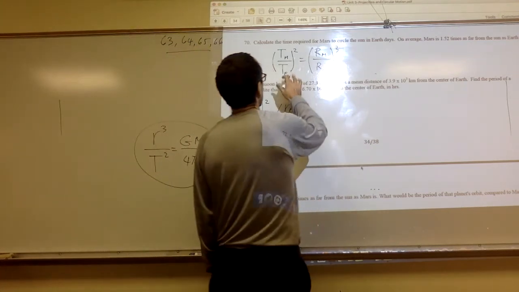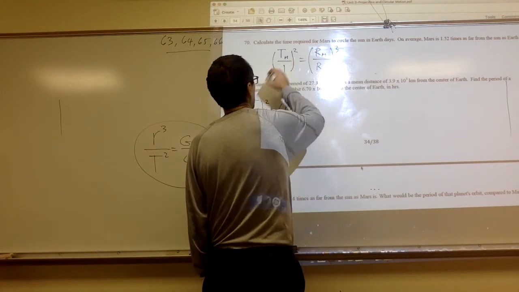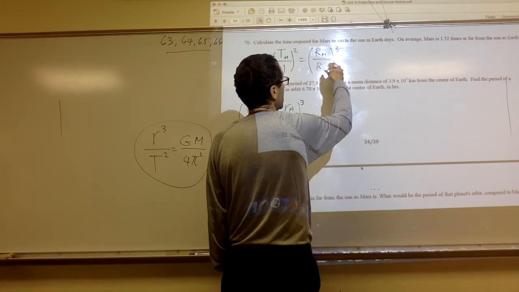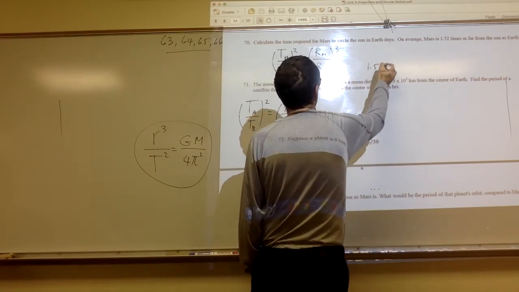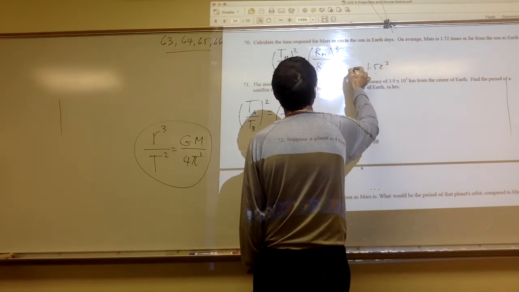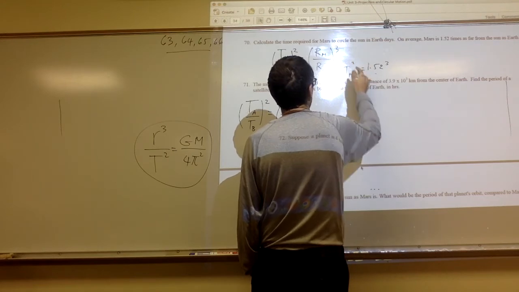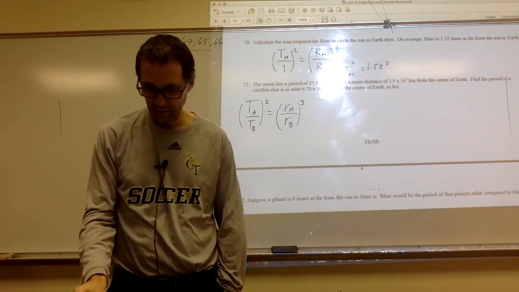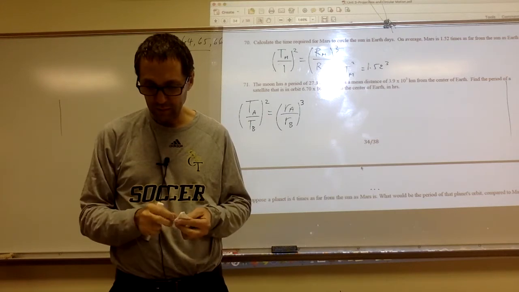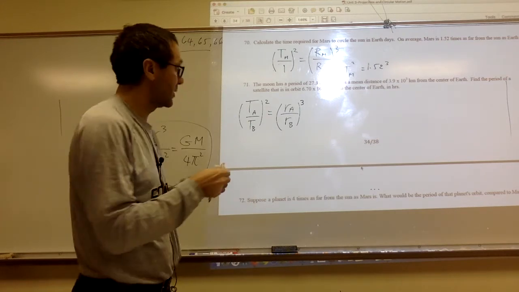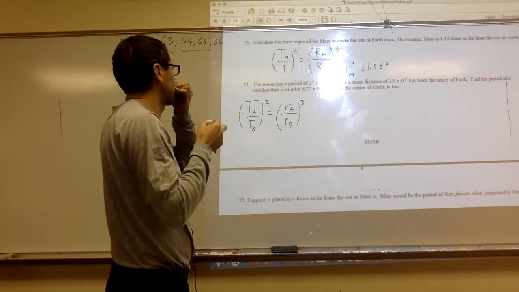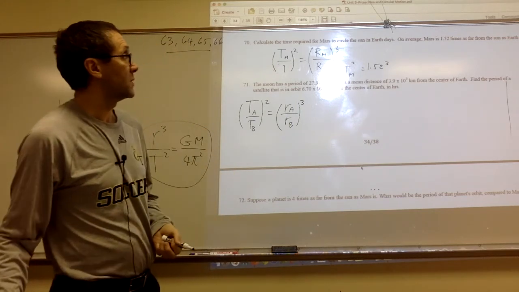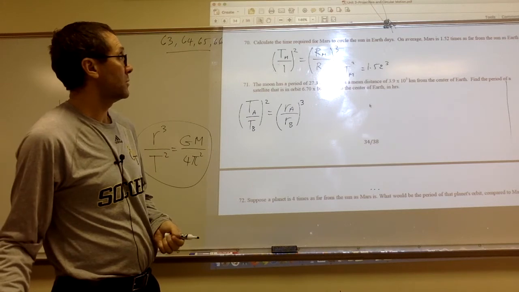All right. So Earth takes 1 year to go around the sun. This ratio is 1.52. Cubed equals TM squared. So once you cube this, you take the square root, and we should get 2.83 years. It's a very long year on Mars because it's far away from the sun. It takes a longer time to go around.